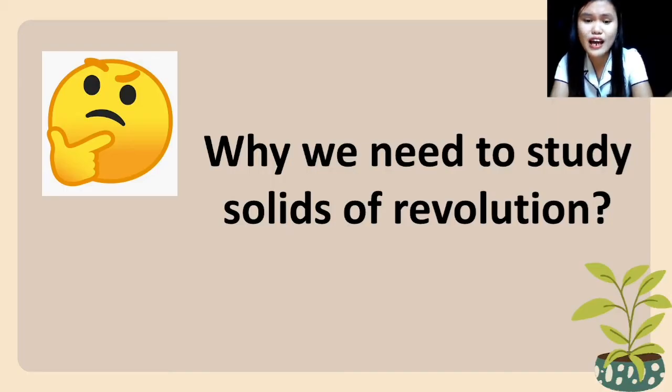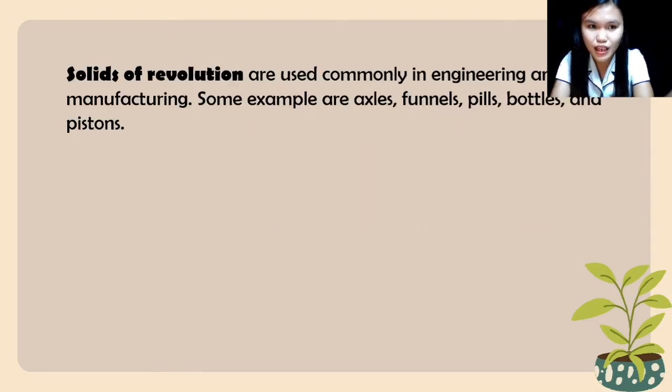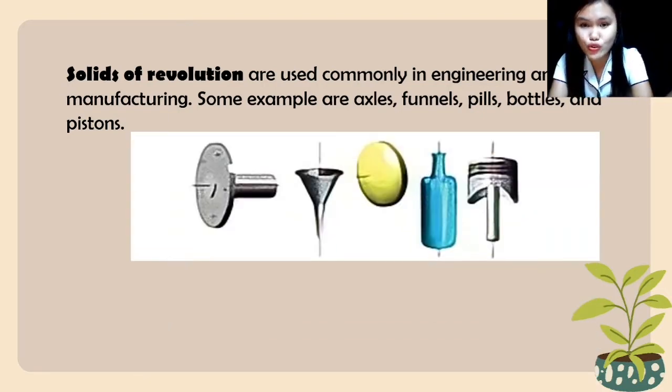Okay, first I have here a question. So why do we need to study solids of revolution? Okay, as you all know, you are enrolled in a STEM strand, so you'll need to study this one to prepare your knowledge about integration or about the future course you want to take. The solids of revolution are used commonly in engineering and manufacturing. Some examples are axles, funnels, pills, bottles, and pistons.